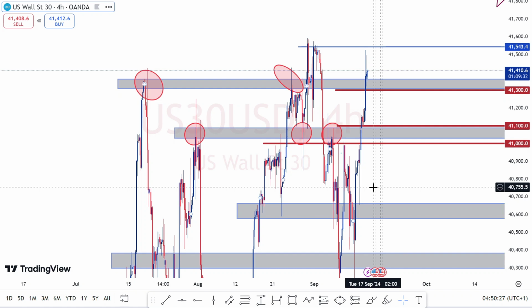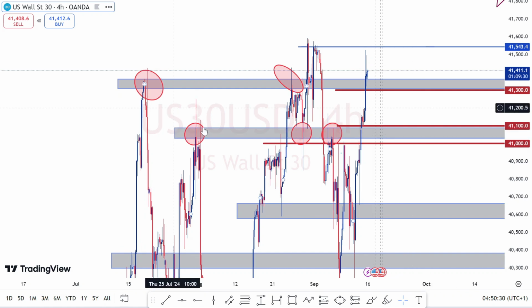Today is the 16th of September, and what are we expecting from the market today on indices, specifically US30? So you can see all the key zones plotted, right?